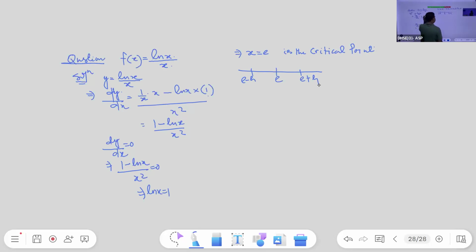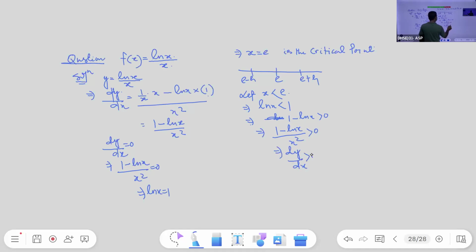e minus h, e plus h, x belongs to... let x less than e. This implies ln x less than 1. This implies 1 minus ln x greater than 0. 1 minus ln x upon x square greater than 0. So dy upon dx greater than 0. Right?